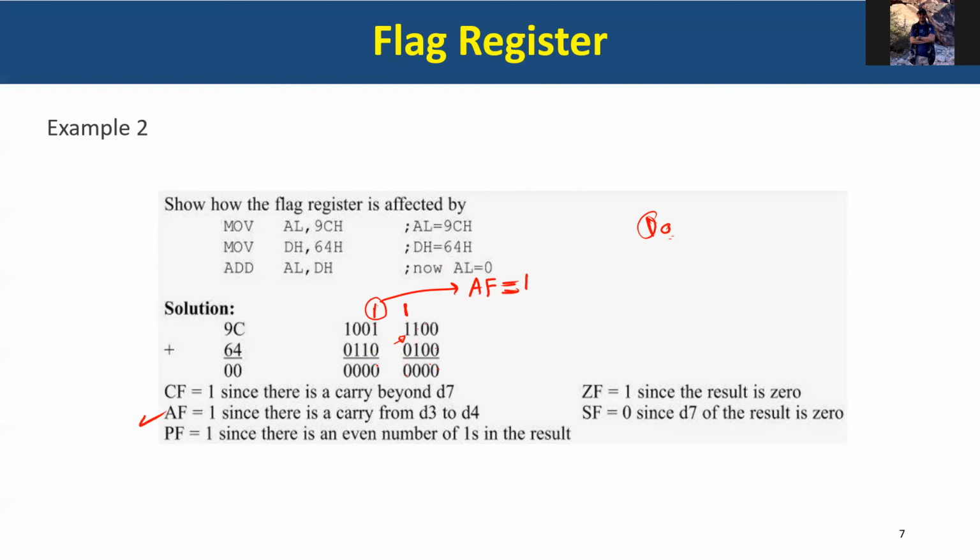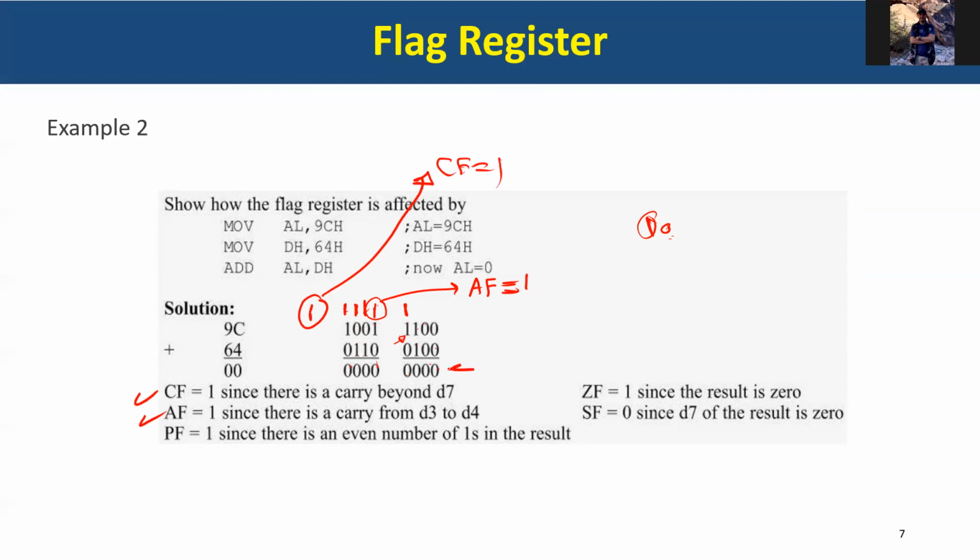1 plus 1 is 0, and we have a carry of 1. 1 plus 0 is 1. 1 plus 1 is 0, and we have a carry of 1. 1 plus 0 is 1. 1 plus 1 is 0, and we have a carry of 1. 1 plus 1 is 0, and we have a carry of 1. So the carry flag should be 1, and that's right.